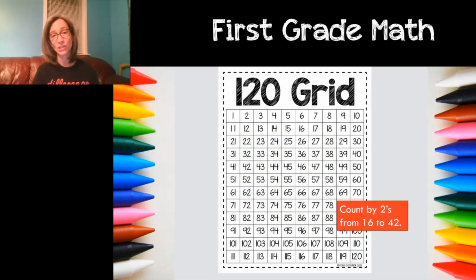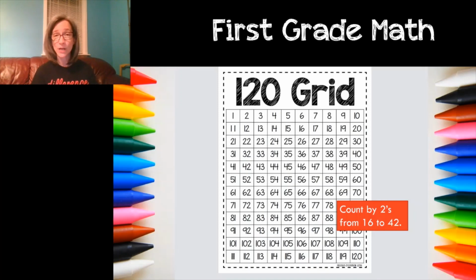Great counting by twos. Now, just like counting by ones, we don't have to start at the number 2 and count on by twos. We can start at any number. So let's start at the number 16 and count by twos from 16 to 42.